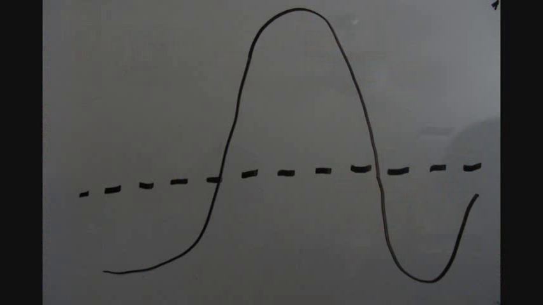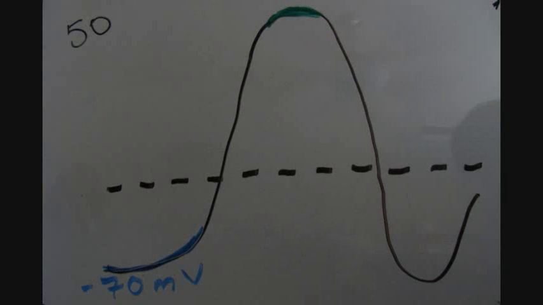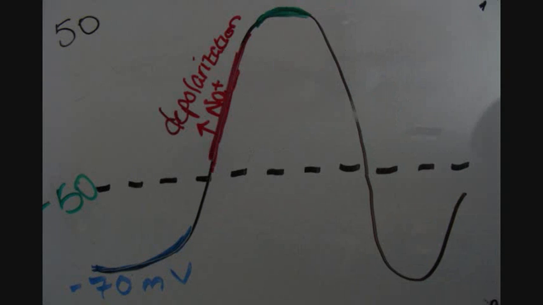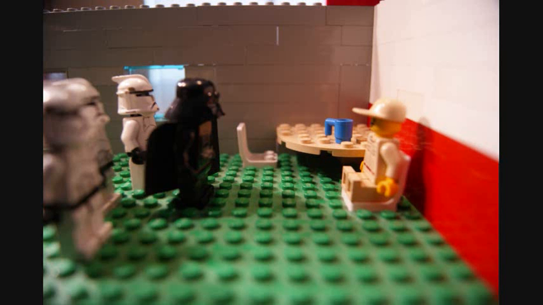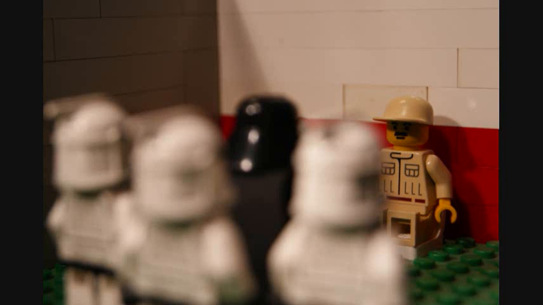Resting potential and action potential are negative 70 millivolts and positive 50 millivolts respectively. Typically, the threshold potential is at negative 50 millivolts. In depolarization, there is an influx of sodium. In repolarization, there is an efflux of potassium. Any questions? No. Good. Now, let's review the path an impulse takes.